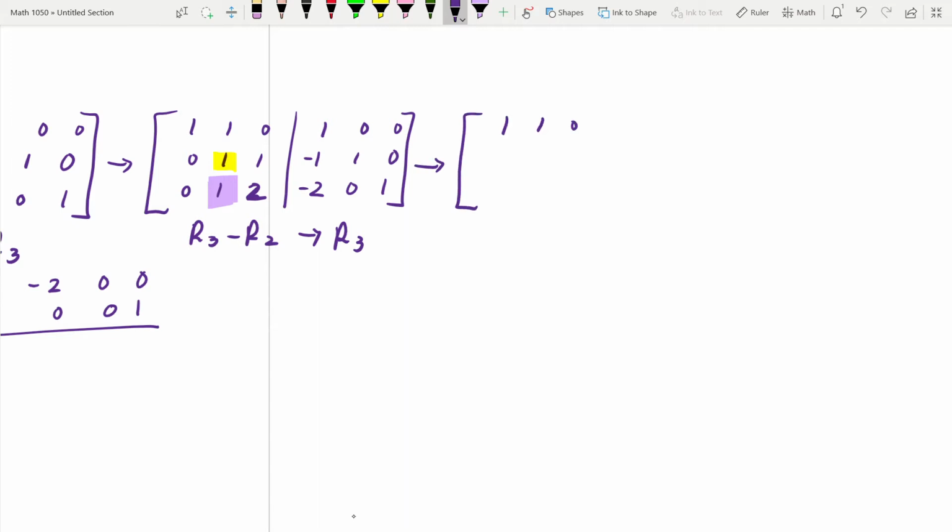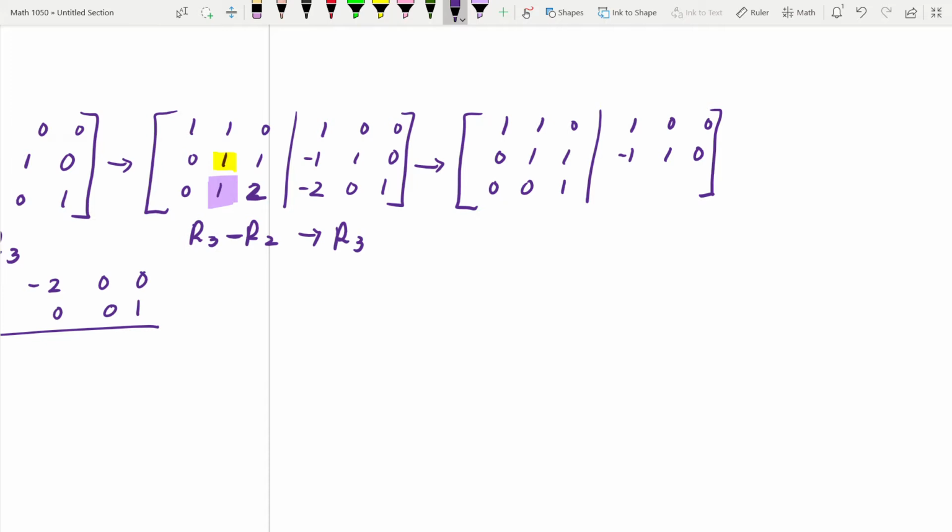Row 1 doesn't change. Row 2 doesn't change. Row 3 minus row 2. That's the only scenario I'll ever put a negative in the center, just so you know. I always put a plus unless I'm doing one row directly subtracting another row. So 0 minus 0, 0. 1 minus 1, 0. 2 minus 1, 1.